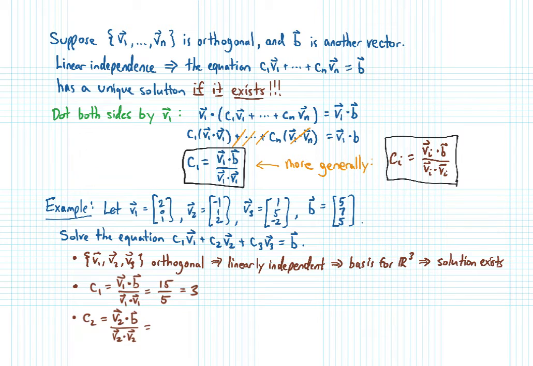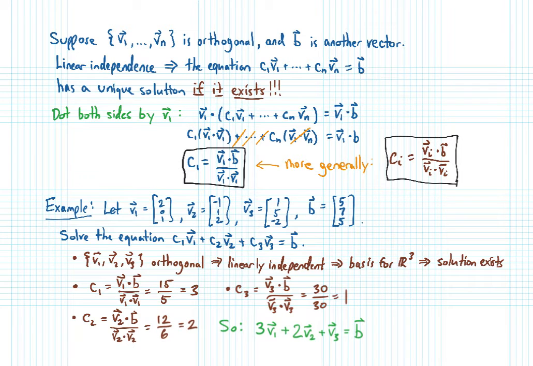Similarly, C2 is v2.b over v2.v2. And when you plug in the numbers for v2 and b, you get 12 over 6, so you get 2. And then for C3, you would get 30 over 30, which is 1. And so that's the answer. The solution is that 3 times v1 plus 2 times v2 plus 1 times v3 is equal to b.